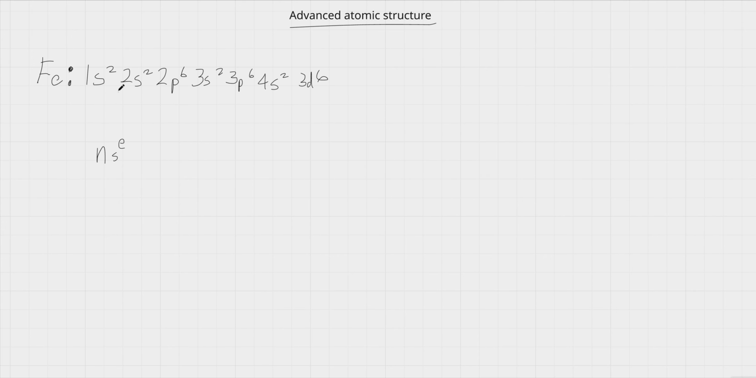So this means in the second shell, the s orbital holds a total of 2 electrons, and same here for 3p6. So in the third shell, the p orbital, since there's 3 of the p orbitals, they're holding a total of 6 electrons. And you can notice here something weird is the 4 comes before the 3.